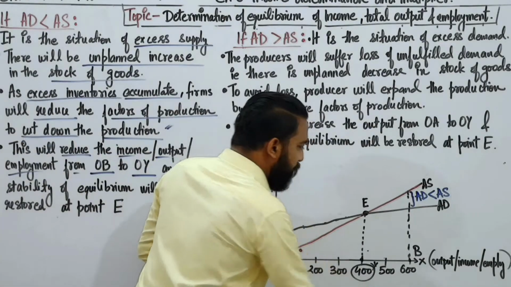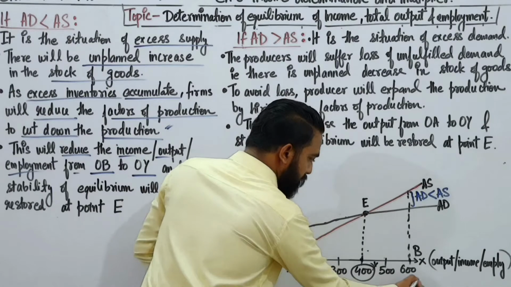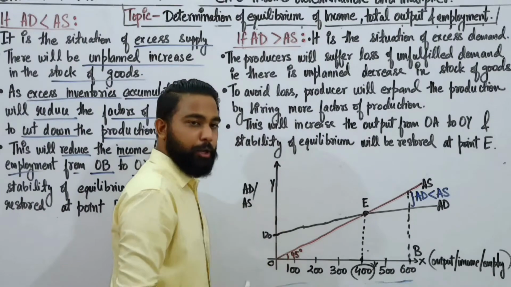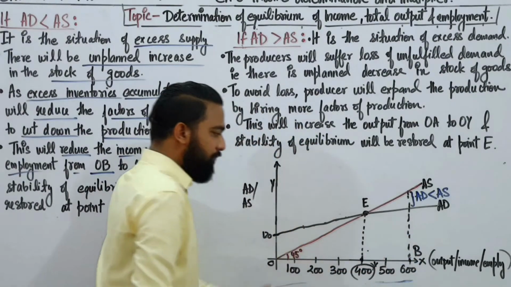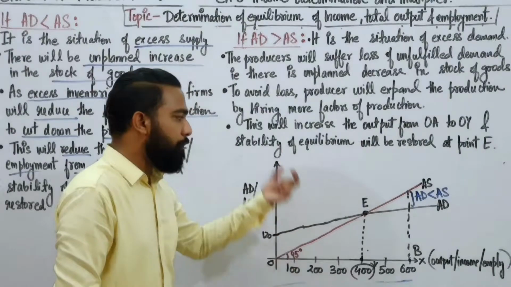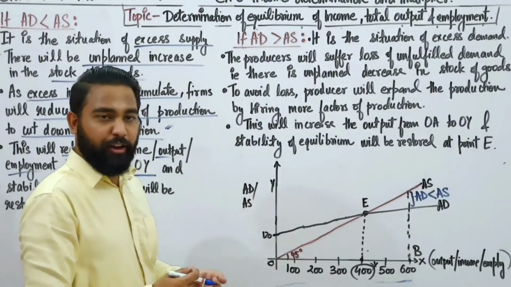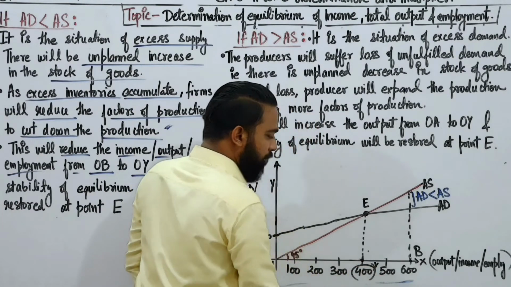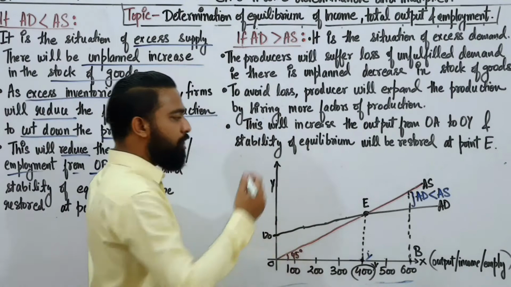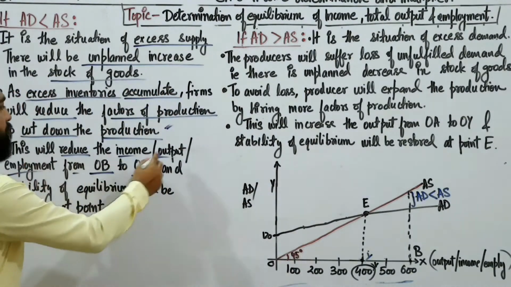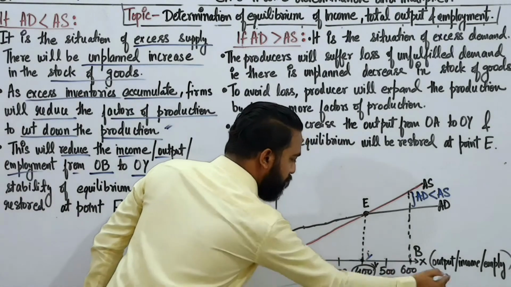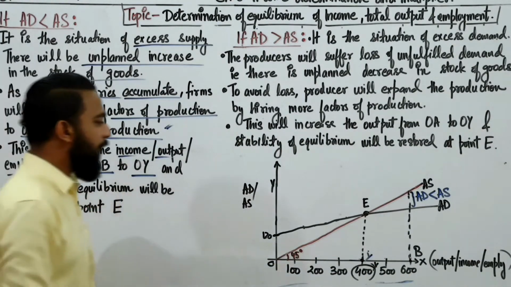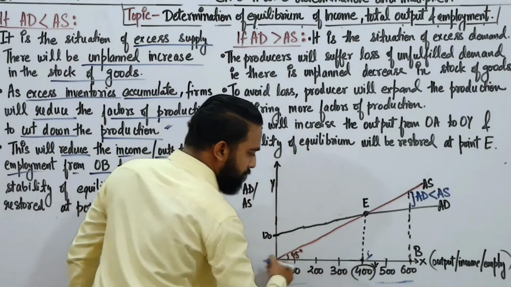So before, you were producing OB level of production. But now, because you have reduced your factors of production, you will only be producing OY level of production. So this will reduce the income from OB to OY. Understood? And the stability of equilibrium will be restored at point E, because now you are producing OY.